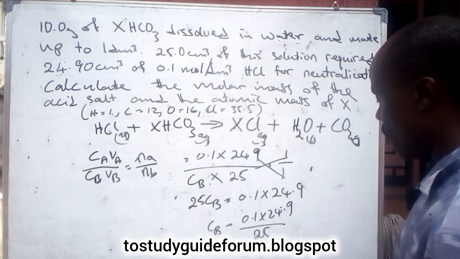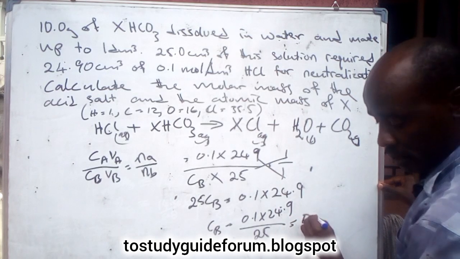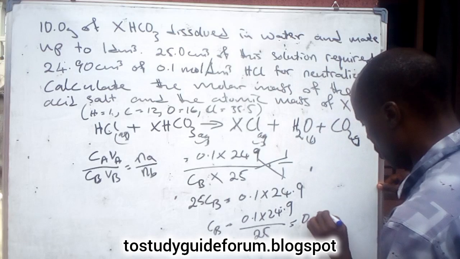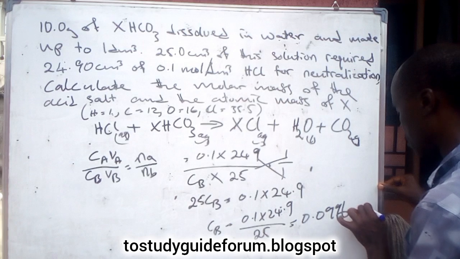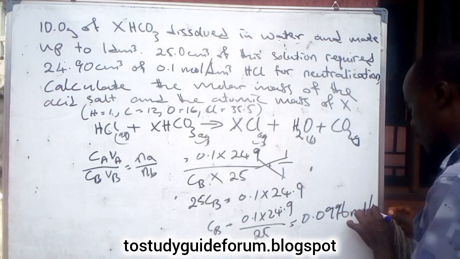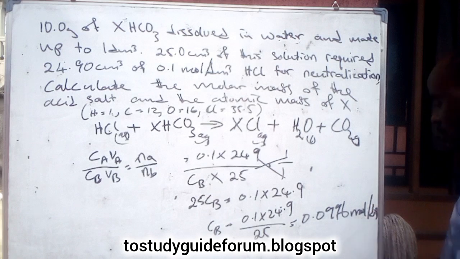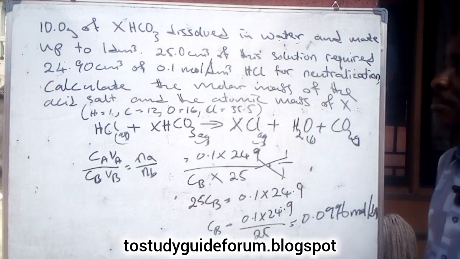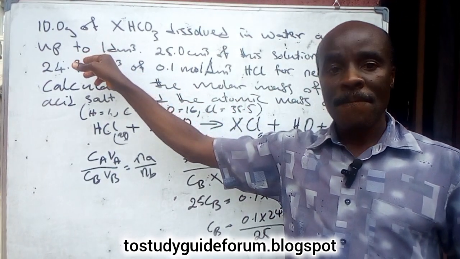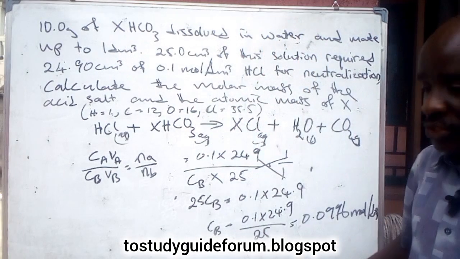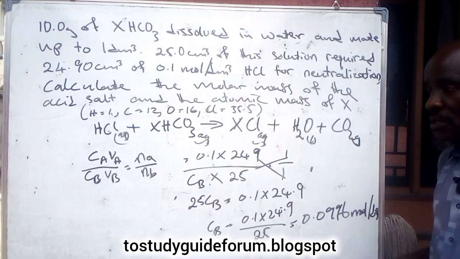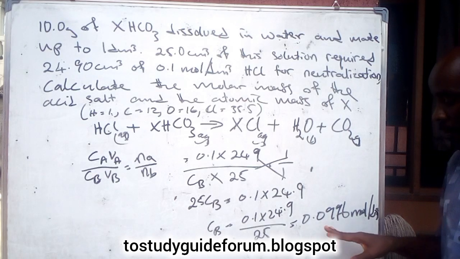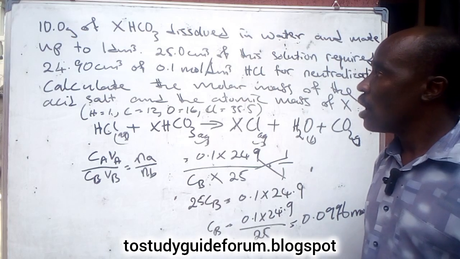So we have 0.0996 moles per dm³. That is what we have. That means in this 1 dm³, the mole concentration is 0.0996. So now we have the mole concentration of this acid salt.